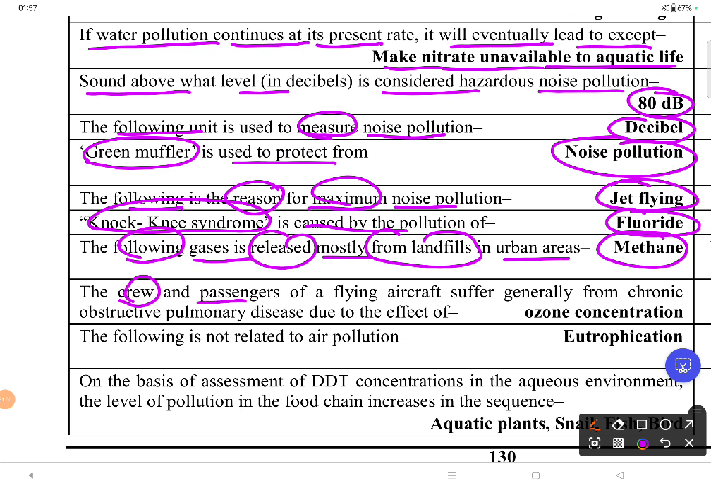The crew and passengers of flying aircraft generally suffer from chronic obstructive pulmonary disease due to the effect of ozone concentration. The following is not related to air pollution: eutrophication.